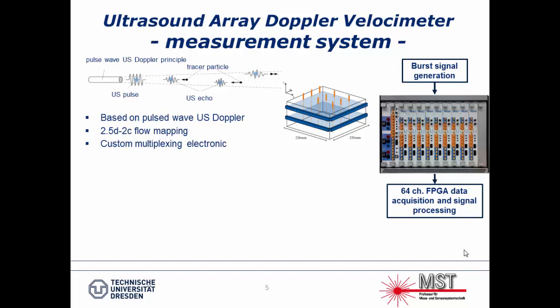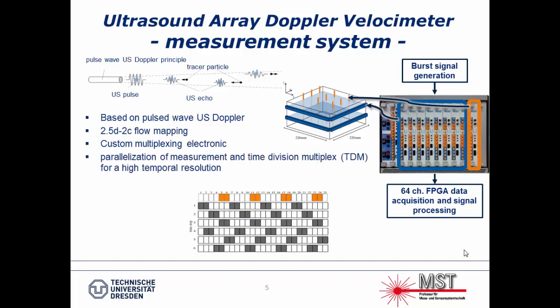So what does it do? We have burst signal generation, which has function generators with amplifiers, and the amplified signals are mapped by the multiplexing electronics to the ultrasound transducers. The echo signals are mapped back to FPGA data acquisition and signal processing. So part of this measurement system is connected to the flow mapping, and the part is used for the solidification front tracking.